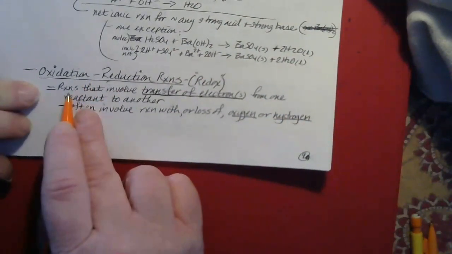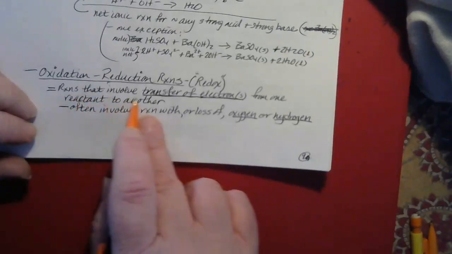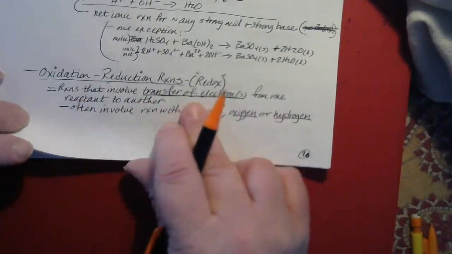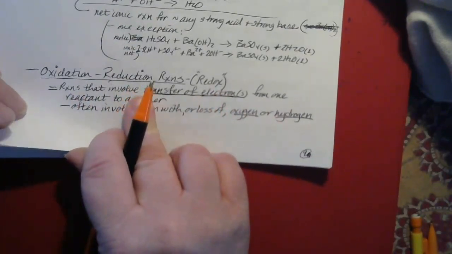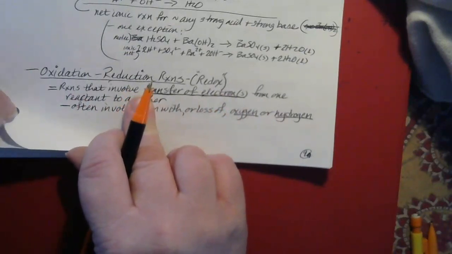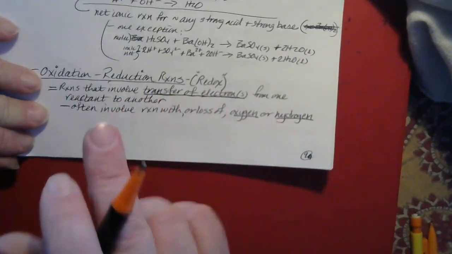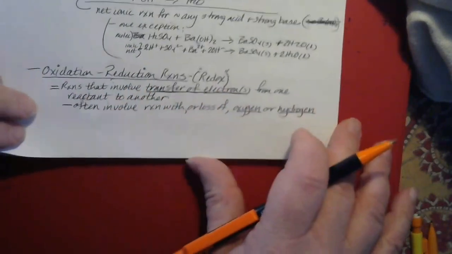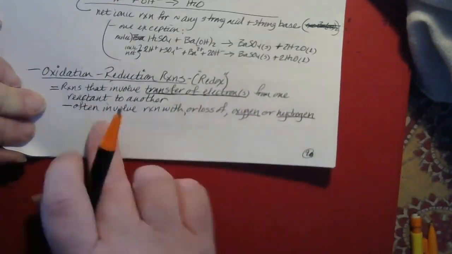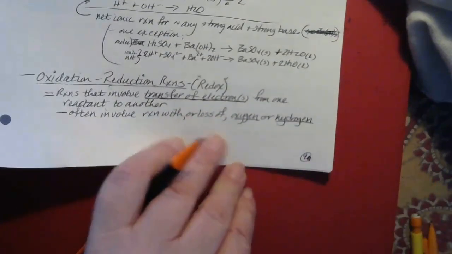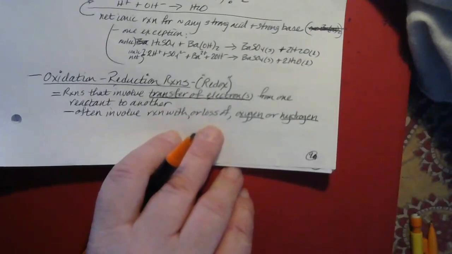And so oxidation reduction reactions are reactions that involve transfer of electrons from one reactant to another. So it's kind of, not exactly, but kind of like forming an ionic bond, where, in ionization, an electron goes from the metal to the nonmetal. In this case, it's not always metals and nonmetals that are involved, and the transfer is not always complete, but there's usually at least a partial transfer of electrons from one thing to another.